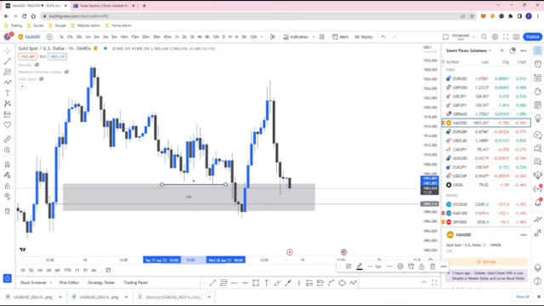Have I saved it here somewhere? Not that one. So there's your model right there, the liquidity. Does that make sense? So your internal liquidity is right here. Price is pushed down, aggressive push up.